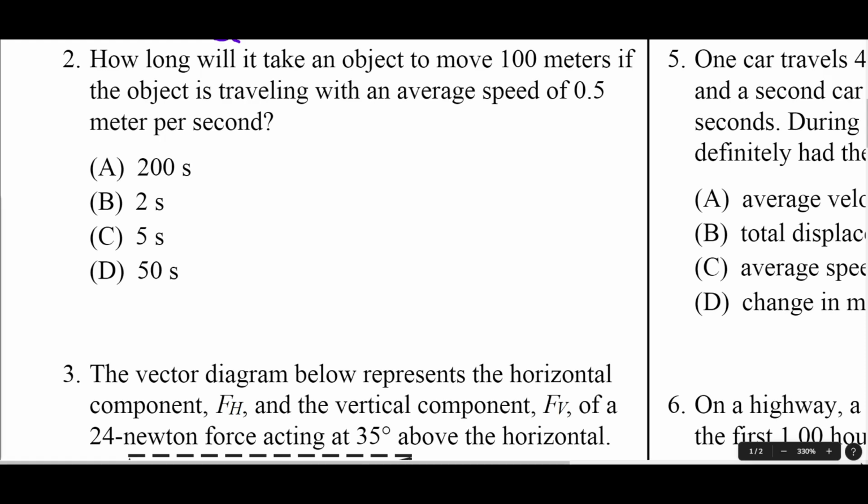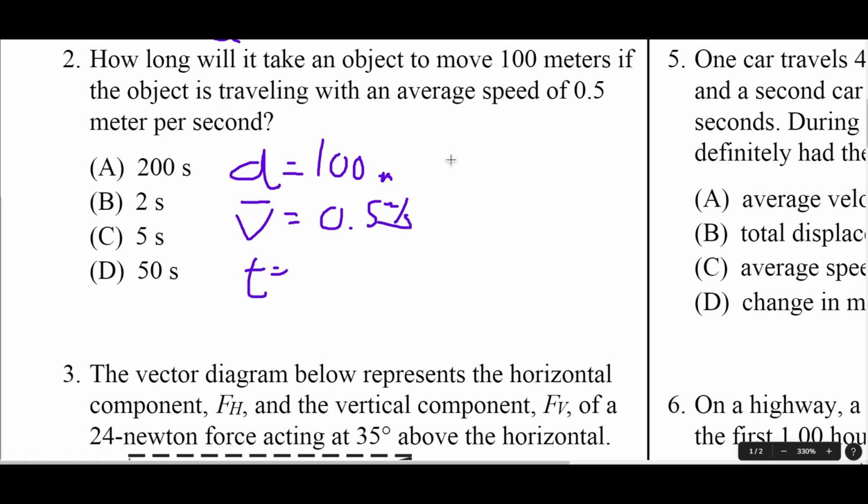All right, so what we're going to do is the same thing. They give us the variables. They give us our distance to be 100 meters. We're told the speed is 0.5 meters per second, well, average speed. And they're looking for a time. So we're using the same equation, v bar equals d over t. Plug our numbers in and solve for time. So time is going to be equal to 200 seconds.